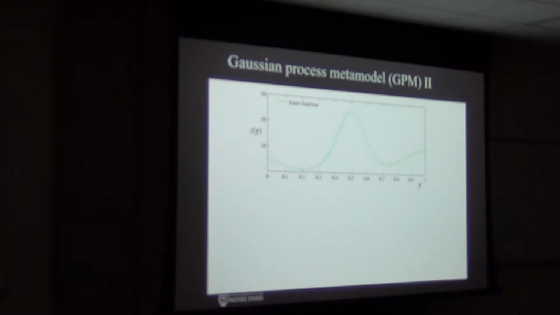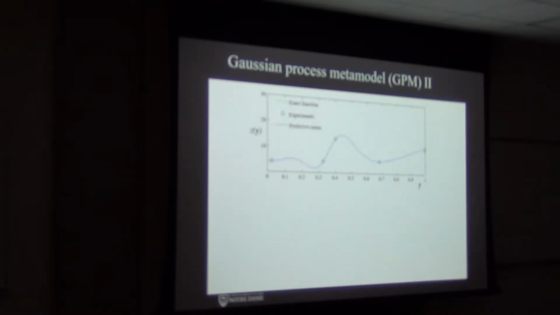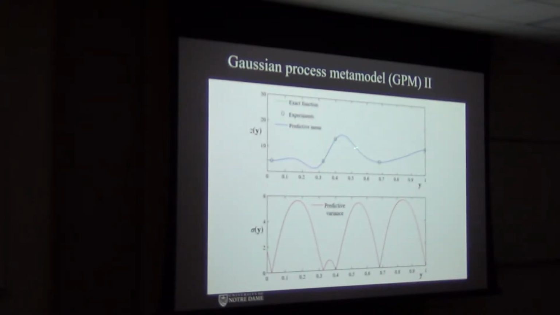This is your exact function. You go and evaluate your exact function at your experiment, your training points. So this is the information that you have. Then you can go and train your meta model. For GPMs, this is generally the optimization of the hyperparameters of the correlation function of the underlying Gaussian process. And as soon as you have that, you can get the predictive mean, but also you can estimate the predictive variance. This tells you what the size of the error is along these predictions.